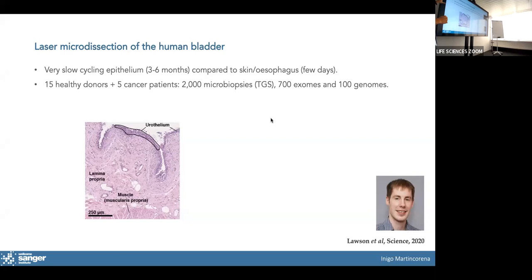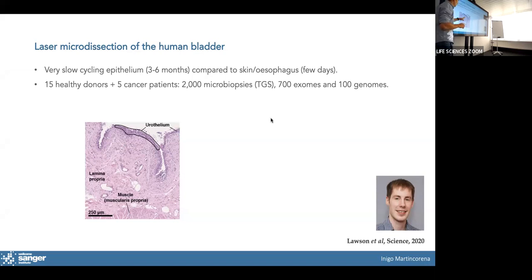It's mainly the work of a PhD student in the group called Andrew, very talented. What we wanted to do was this: skin and esophagus were exciting, but we know that they are some of the fastest dividing tissues of the human body. We wanted to see whether this phenomenon could also happen in tissues that divide much less. And we went at bladder, which is a very slow cycling epithelium.